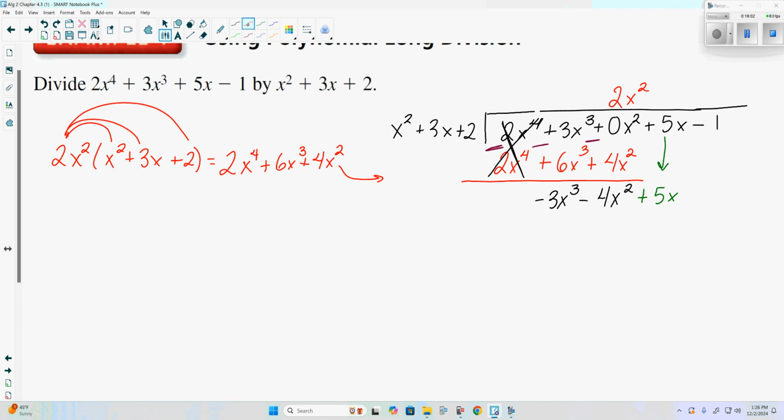Now we repeat the process just like we've been doing. We're going to try to figure out what times x squared, our term out front, is going to give us what? Negative 3x cubed. Well, what do we know our number has to be? Negative 3. Because 1 times negative 3 would give us our negative 3. What times x squared gives us x cubed? X. Because we have 2, we need 3, so I'm missing 1.